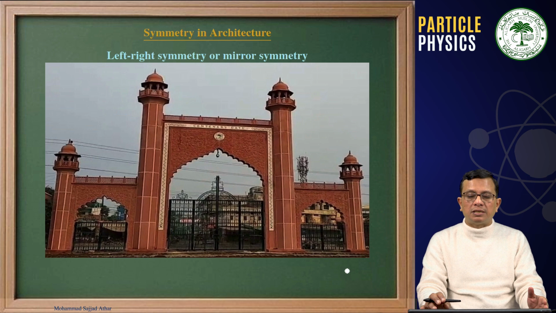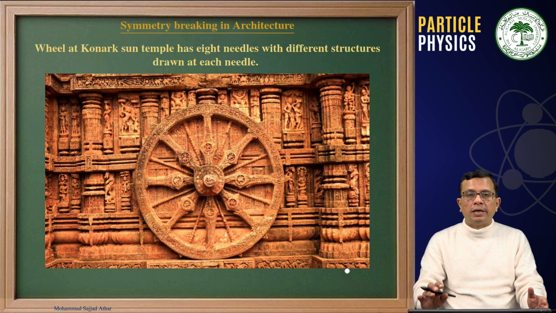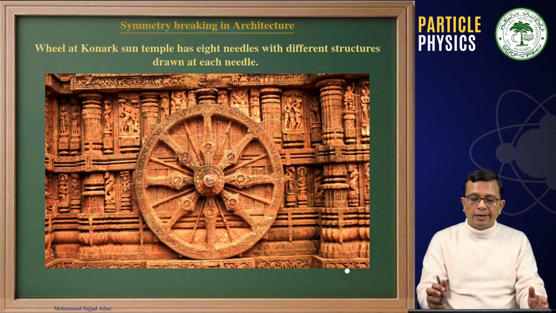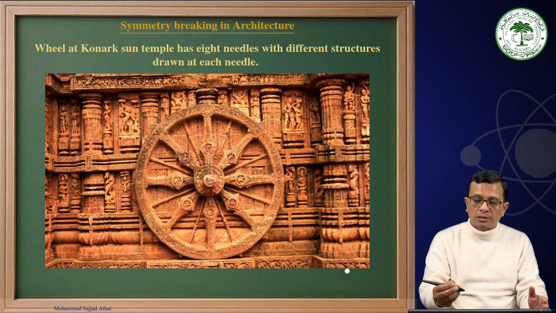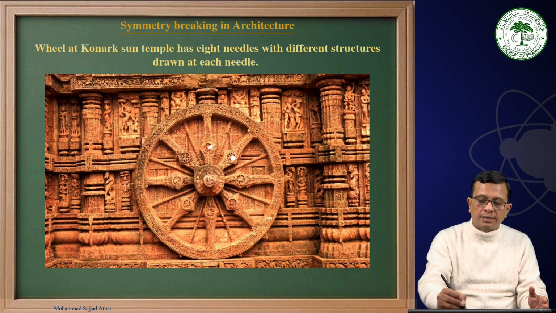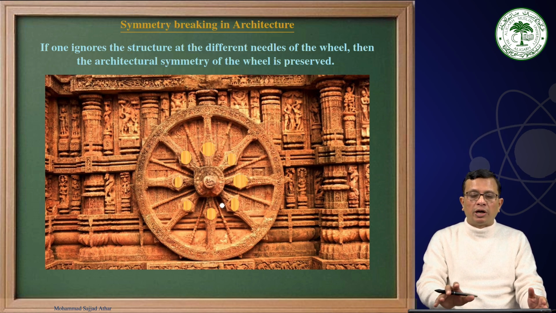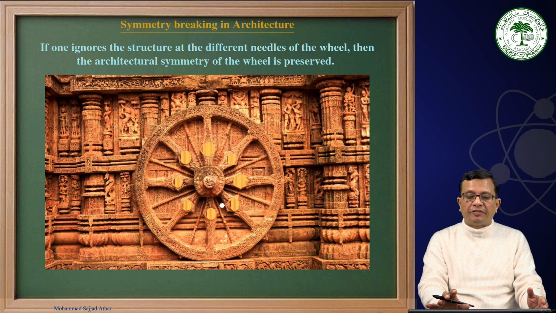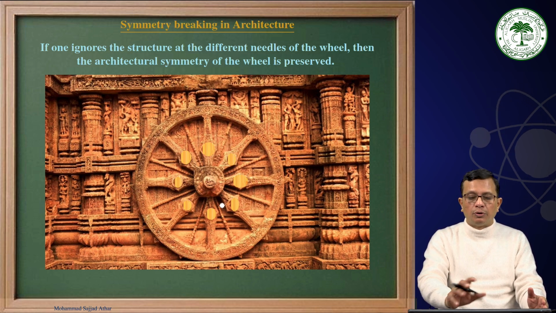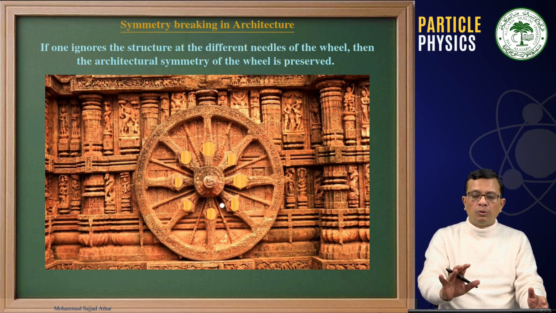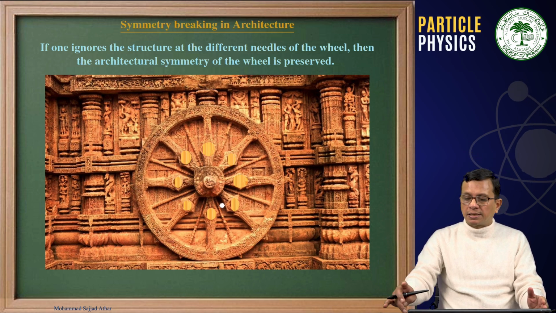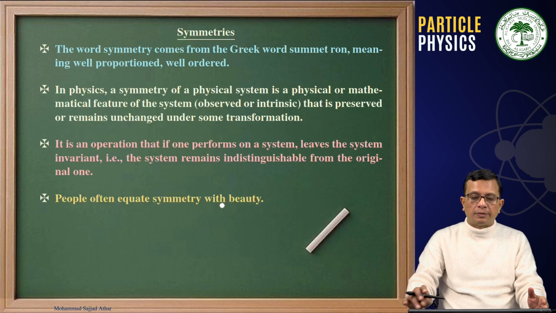Then if you look at this structure also, the famous structure of Konark temple, if you hide these points, then it's difficult or impossible to distinguish this wheel if you are rotating it. If we ignore the structure of the different needles of the wheel, then architecturally the symmetry of the wheel is preserved. You rotate it or you look at it, what you will see is that this is completely symmetric.